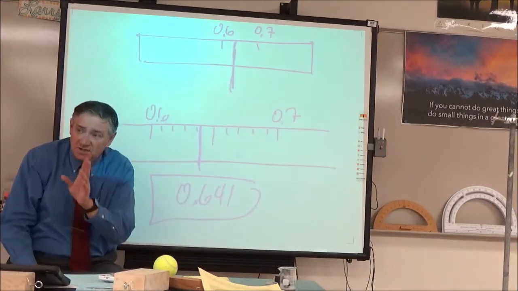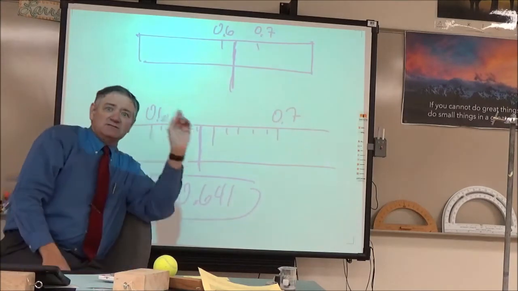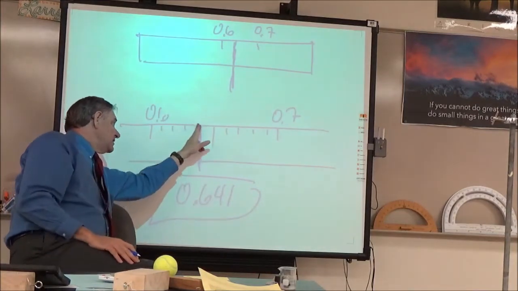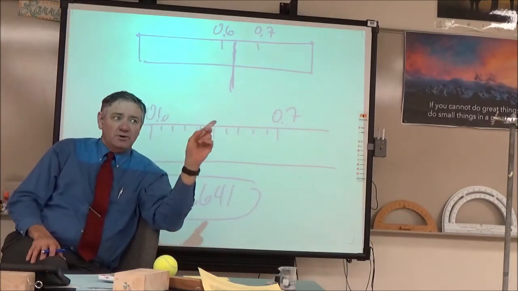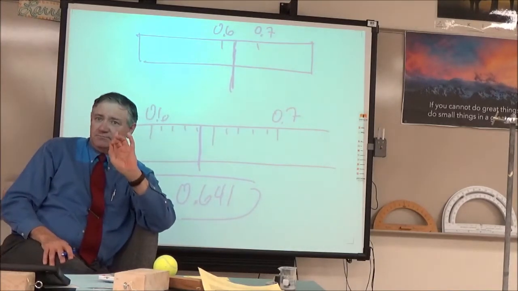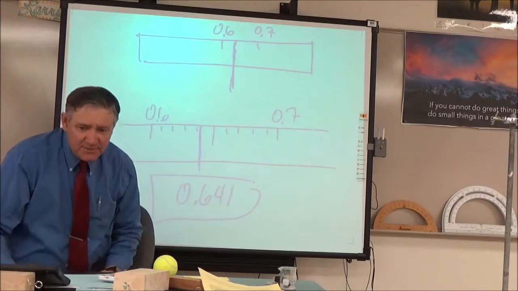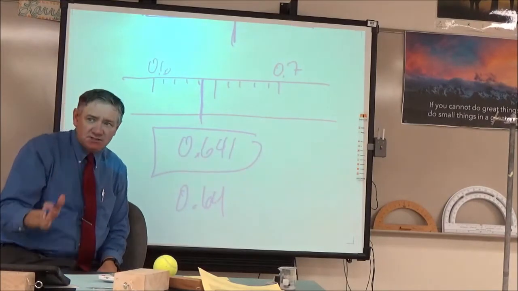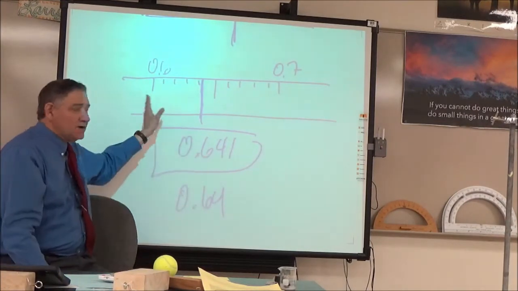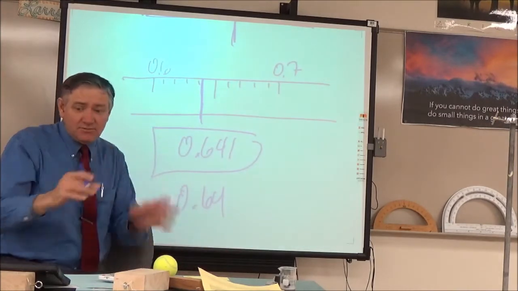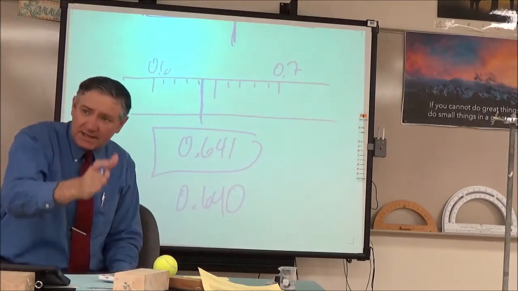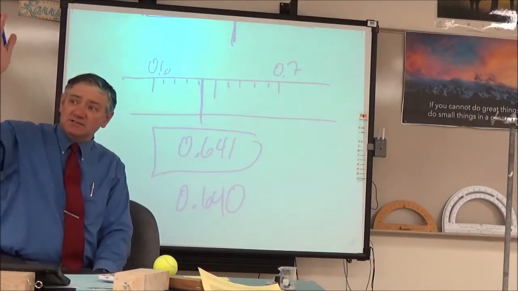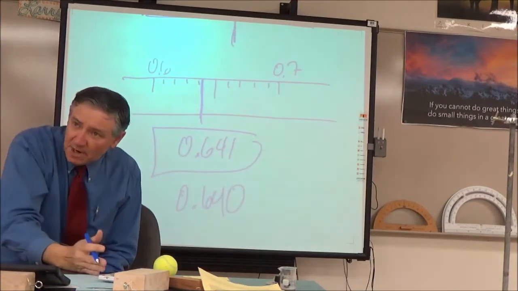Now, here's what's going to give you more trouble than anything, and that's zeros. Because here's the problem. Let's say that it had been exactly at 0.64. Even though it's exactly at 0.64, if you just write 0.64, you're not conveying enough information. So a 0 is just as valid a guess as any other number is. That 0 is important because it's conveying information about the measurement.